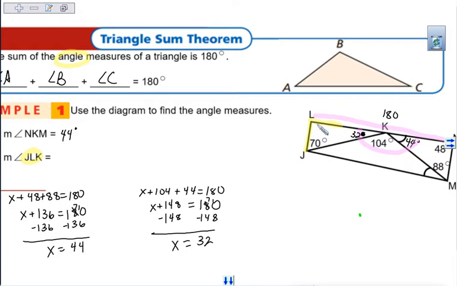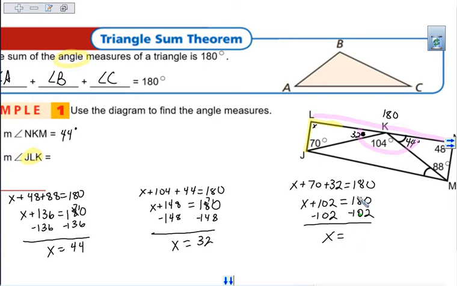So again, we know all three of those angles would add up to 180, so we'd have x plus 70 plus 32 equals 180. Again, combine your like terms. So x plus 102 equals 180. Subtract 102 from both sides, and x equals 78 degrees.